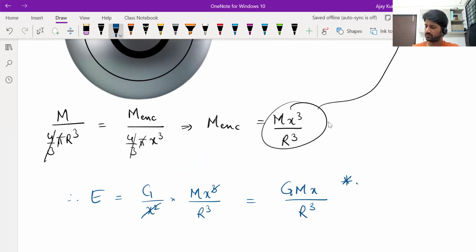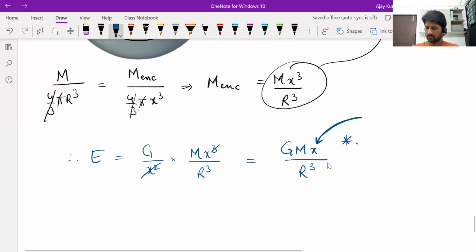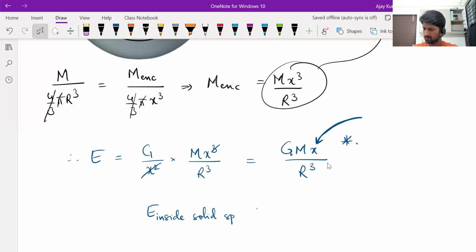Very interesting result. The gravitational field inside a solid sphere is directly proportional to the distance from the center of the sphere. G M into x by capital R cube. M is the total mass of the sphere, R is the total radius of the sphere, but x is the distance where you want the field. And you see that the field is proportional to that distance. So gravitational field inside a solid sphere is proportional to distance from the center of the sphere.